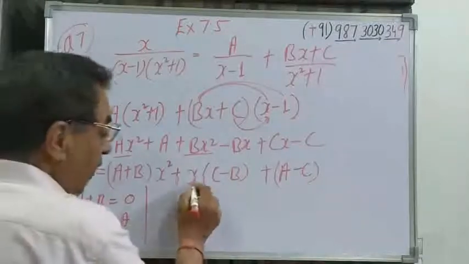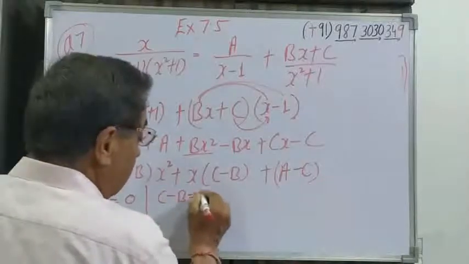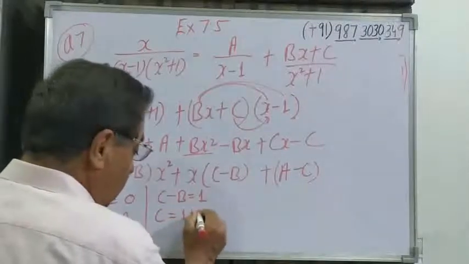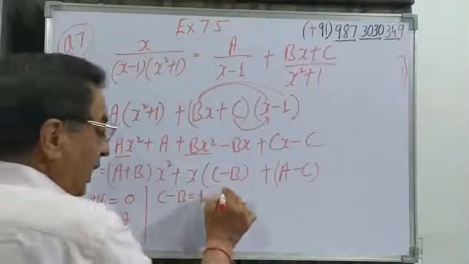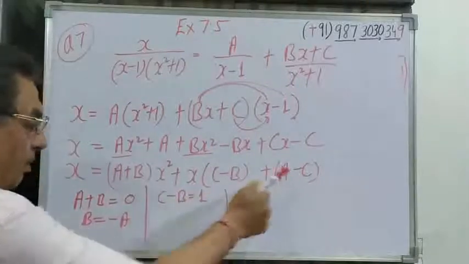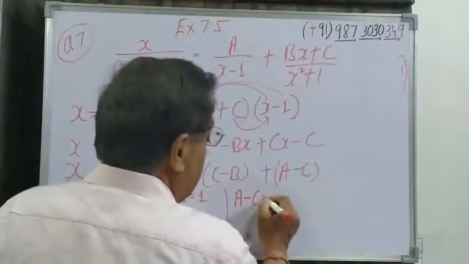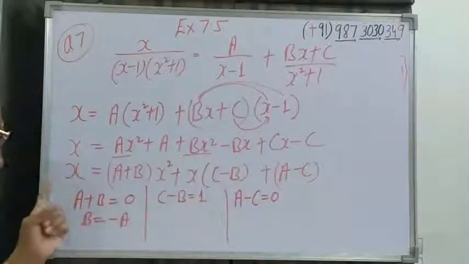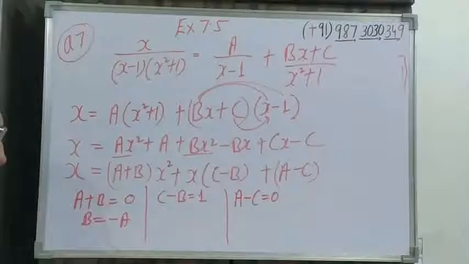Now comparing the coefficient of x, here 1x, so that means C minus B is equal to 1, or you can say C is equal to 1 plus B. Both are unknown. Let us go for the next one. On the left hand side there is no constant term, so that means A minus C is also equal to 0. Comparing the constant on the left with the constant on the right, A minus C equals 0.